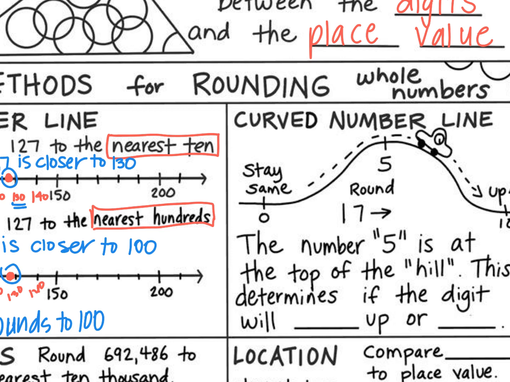Anybody know what the 5 represents at the top? Round 5. It's half of 10. Remember our rule that we said all along? If it's 5 or more, up to score, less than 5, take a dive, or whichever one you learned. So the number 5 is at the top of the hill, okay? This determines if the digit will round up or stay. Is it going to stay the same or is it going to round up?